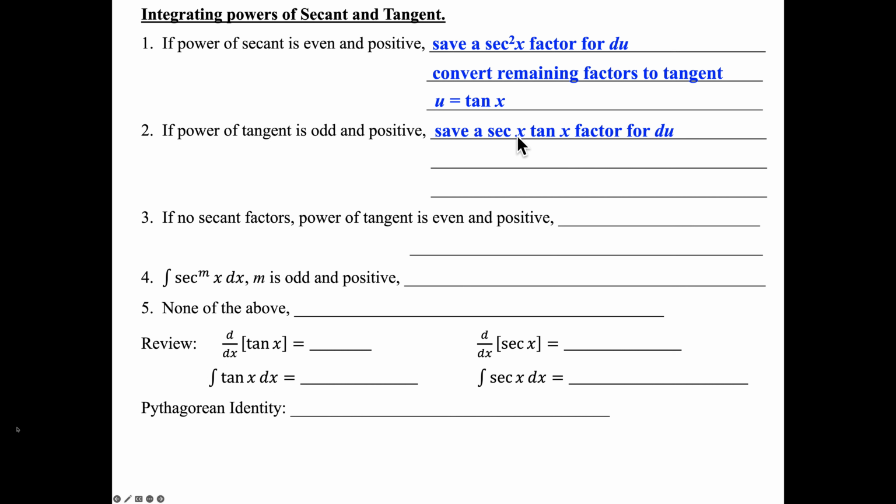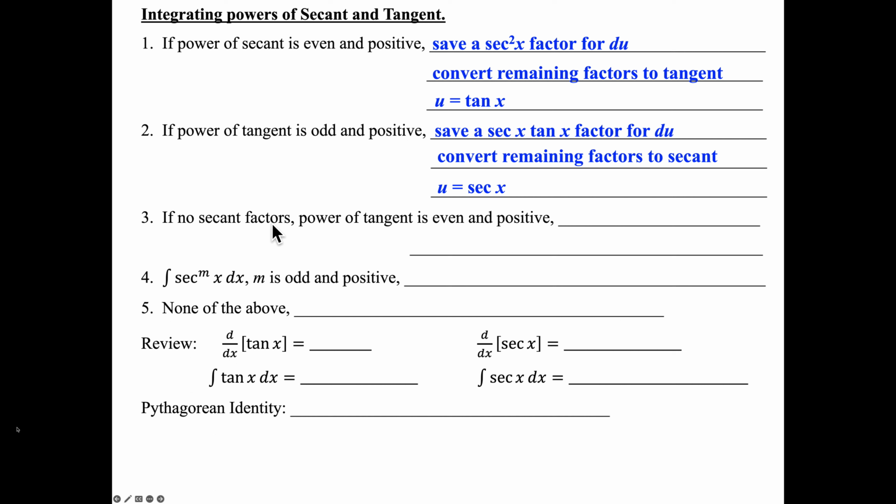If my tangent is to an odd and positive power, then we want to save one tangent and one secant factor for the derivative du. We're going to change everything into secants, and we're going to let u equal secant of x. So remember, the derivative of secant of x is secant x tangent x. The derivative of tangent of x is secant squared x.